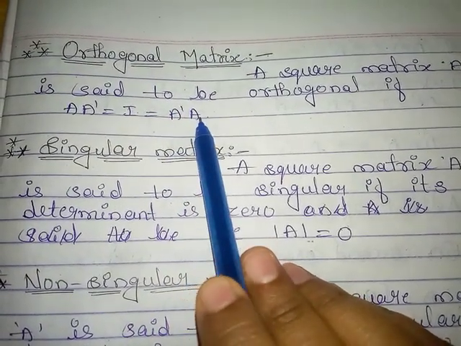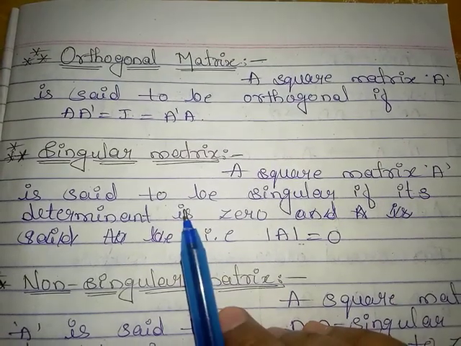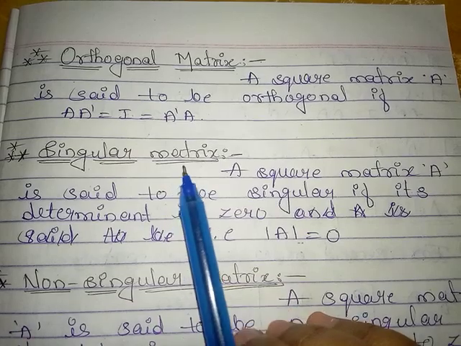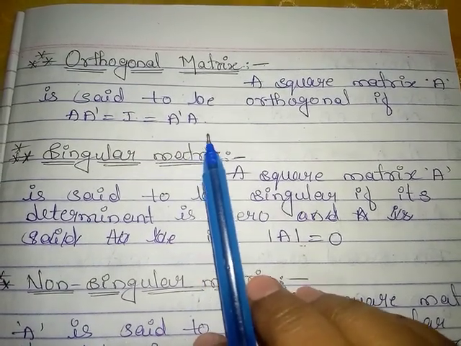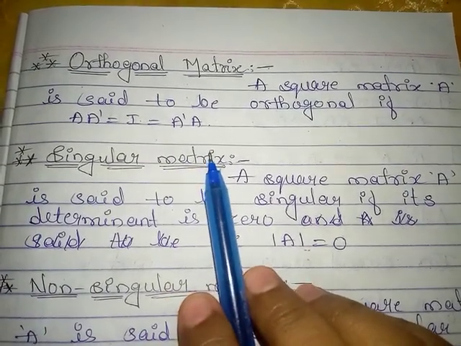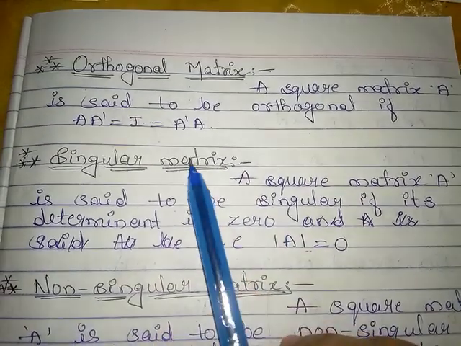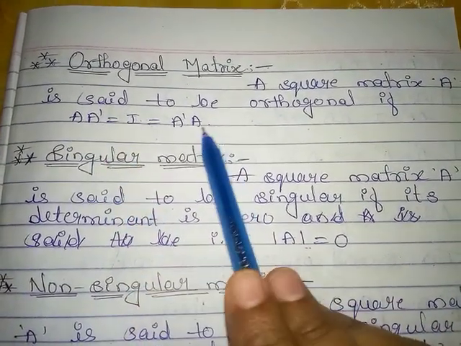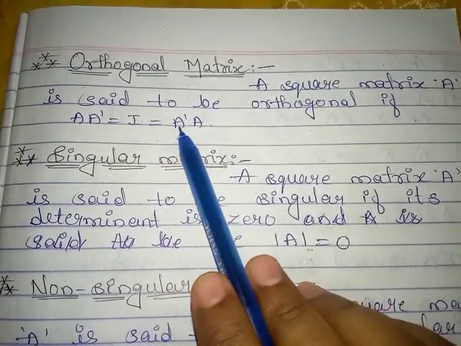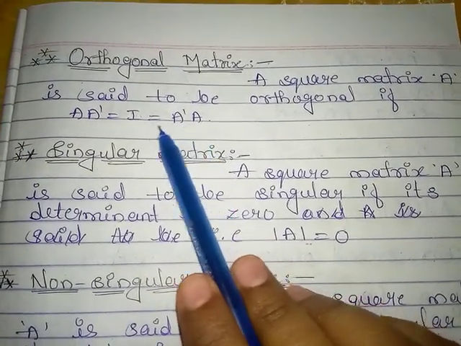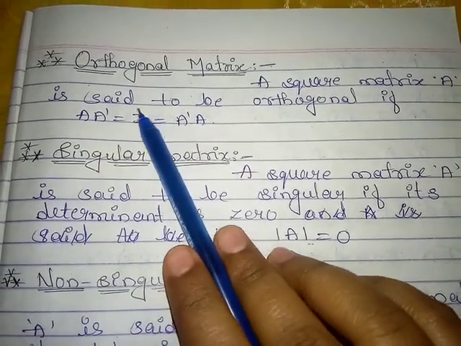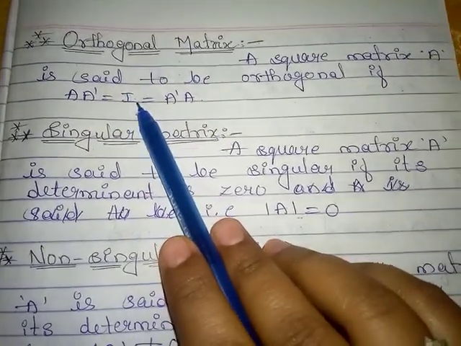Which is equal to A' into A. In second PU, you already studied the operations of matrices, that is addition of matrices, multiplication of matrices, similarly subtraction of matrices. Here you have to multiply these two matrices. Here also you have to find the product of these two matrices. You will get the identity matrix. You already know what is identity matrix.